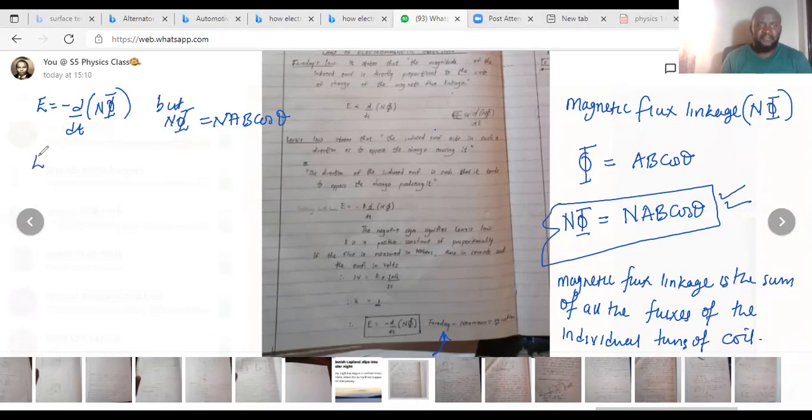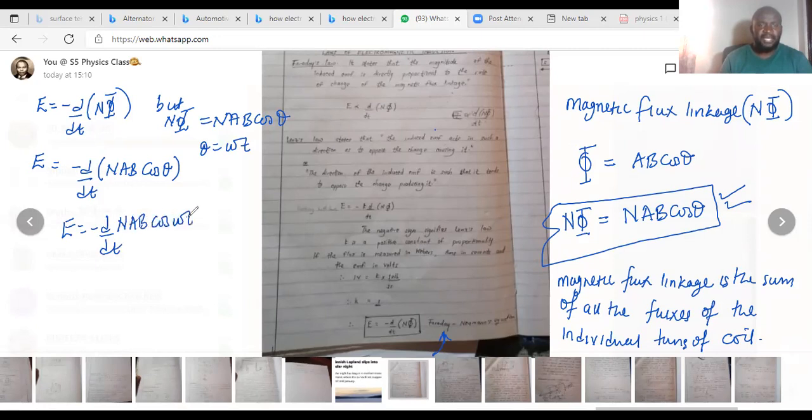So with this, we shall have E is equal to negative d/dt of NAB cos theta. But theta is omega t. So if you want to differentiate, you can finally deduce that E is equal to negative d/dt of NAB cos omega t. So if you go back, some of you have covered AC circuits.